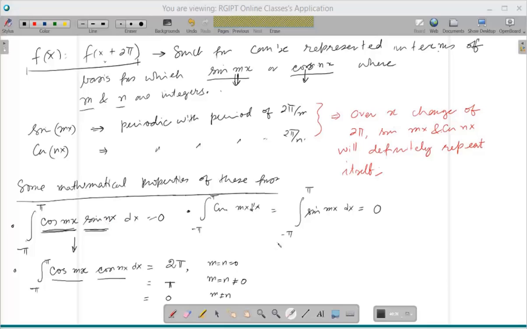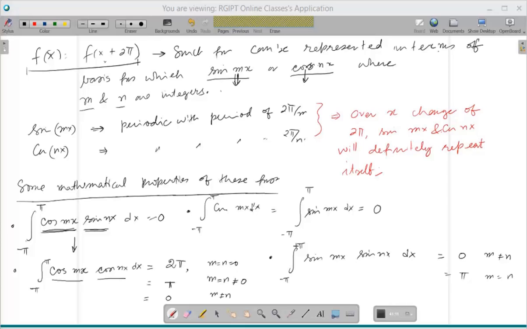Similarly you can look at the overlap between functions from the sine family, sin mx sin nx dx. What would that be equal to? That is going to be equal to 0 if m is not equal to n, and that will be pi if m is equal to n. That is from minus pi to pi. These are some important results we will use.